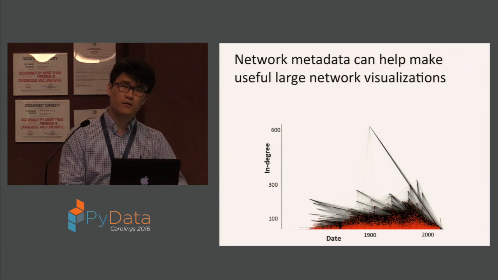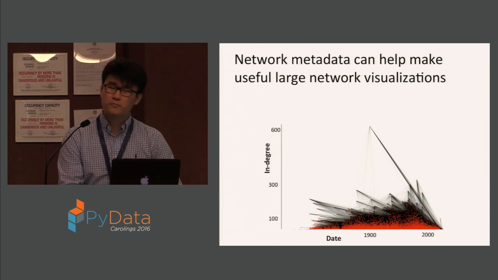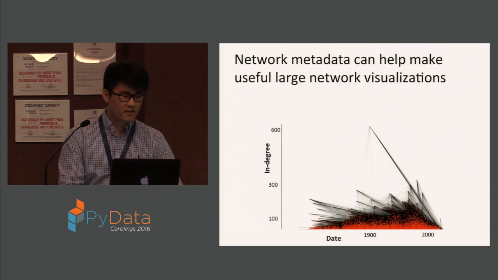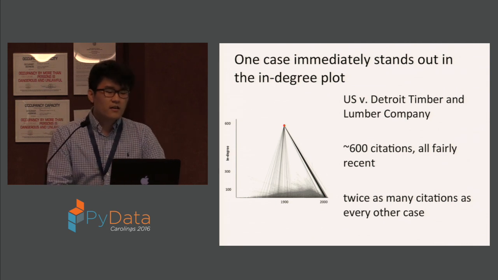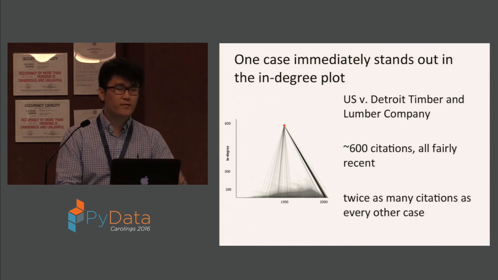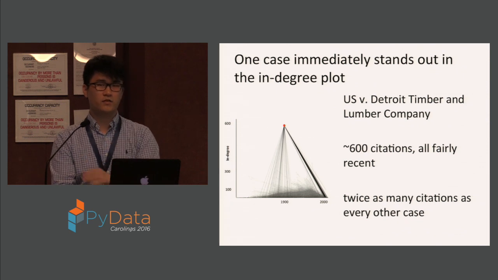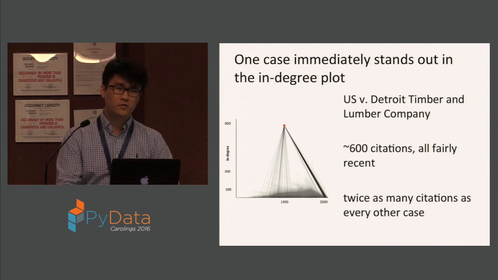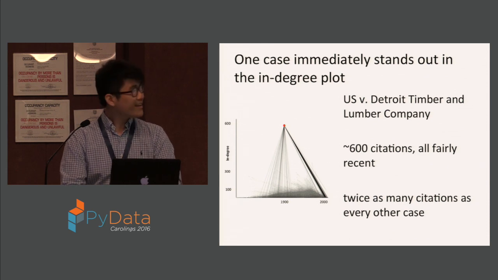And we can already tell that one of the court cases has a pretty high in-degree. It's getting cited a lot. So let's look at that. This is the US versus Detroit Timber and Lumber Company case. It has 600 citations, and it's about twice as many citations as the second most cited case. So this is a pretty big case.